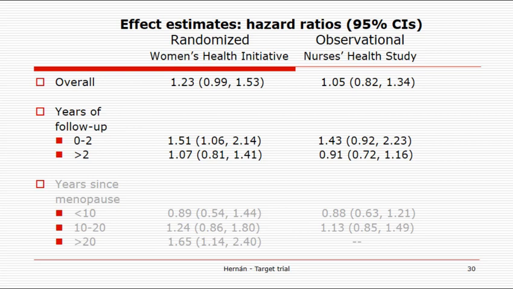So not 0.7, but 1.05. In the first 2 years of follow-up, the trial had a hazard ratio of 1.5. We found a hazard ratio of 1.4. You can see that the confidence intervals are wide, both for the trial and for the observational study. In fact, they are equally wide. But you also see that by looking at these results, there are no shocking discrepancies between the observational study and the randomized trial.